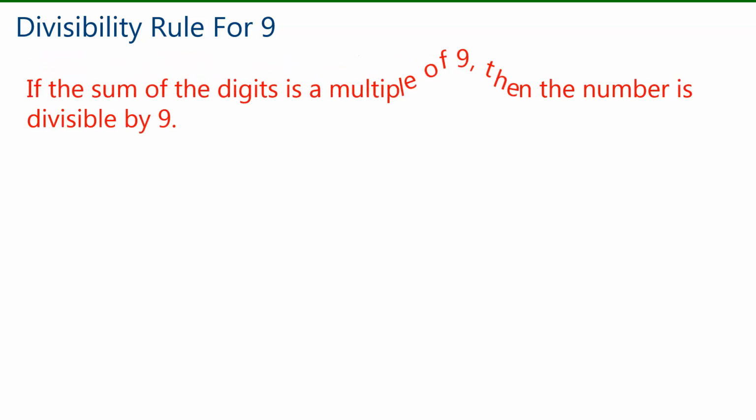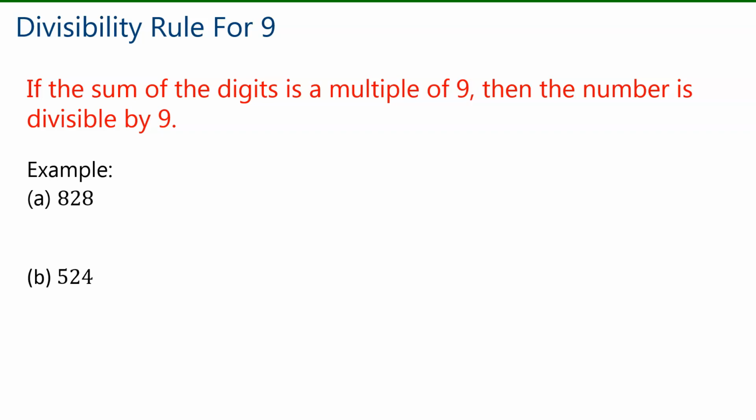So we have one more rule to cover, and that's the divisibility rule for 9. So this rule is similar to 3 in that you add the digits. So it says, if the sum of the digits is a multiple of 9, then the number is divisible by 9. So for 828, we're going to add those digits together. 8 plus 2 plus 8 is 18. Now, since 18 is a multiple of 9, then we can say that 828 is divisible by 9.